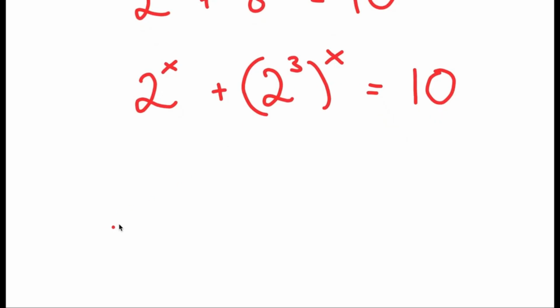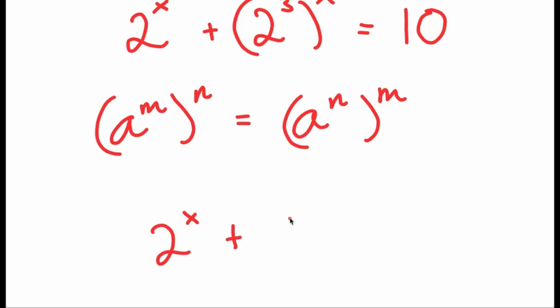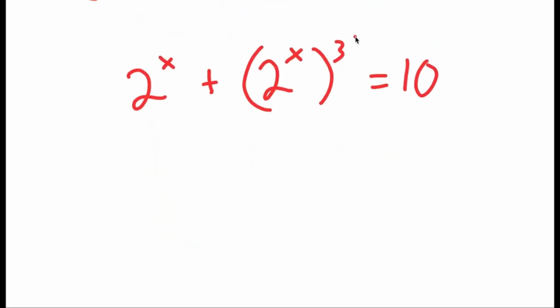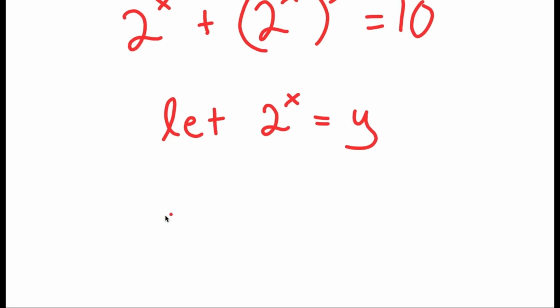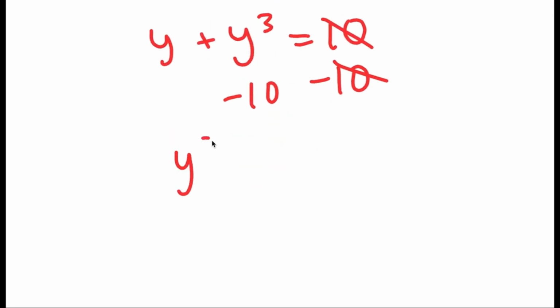Now from here, if I have something in the form (a^m)^n, this is equal to (a^n)^m. So I get 2^x plus (2^x)^3 is equal to 10 because I switched the places of 3 and x. Now from here, I'm going to let 2^x equal the variable y. So now I get y plus y^3 is equal to 10, and if I subtract 10 on both sides, I get y^3 plus y minus 10 is equal to 0.